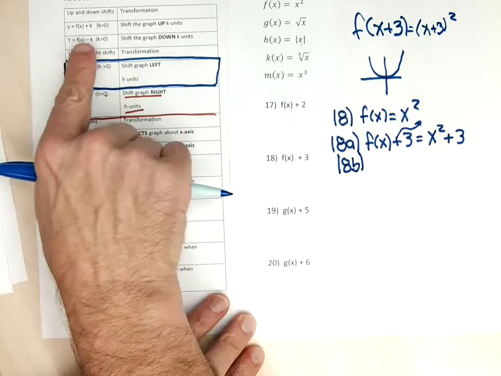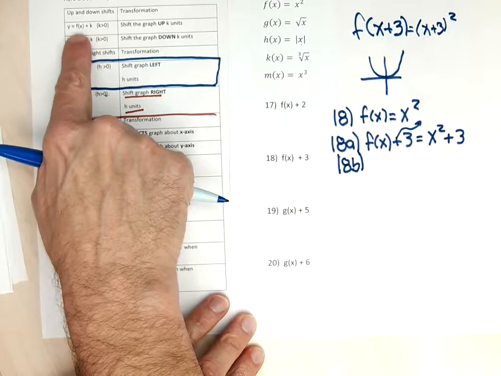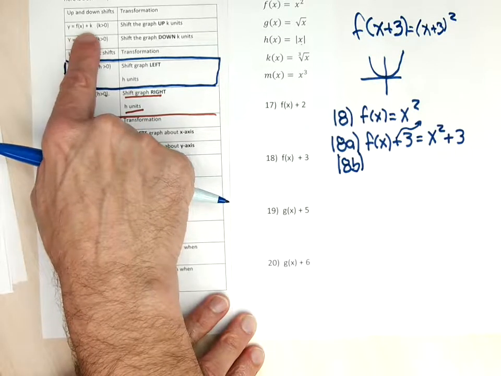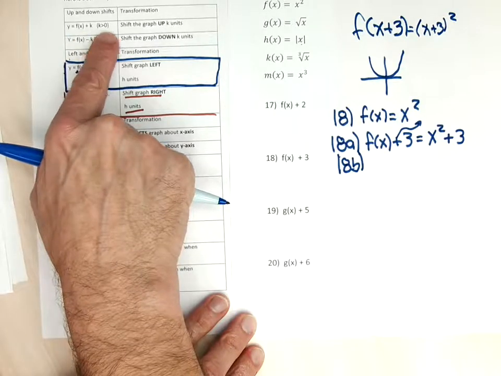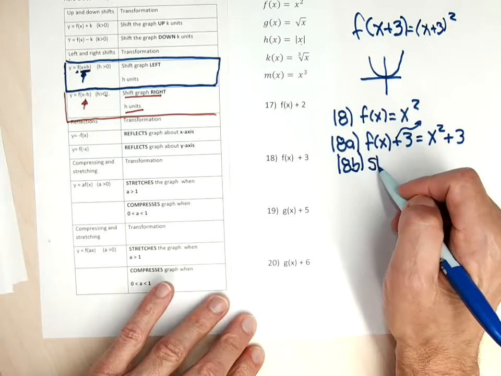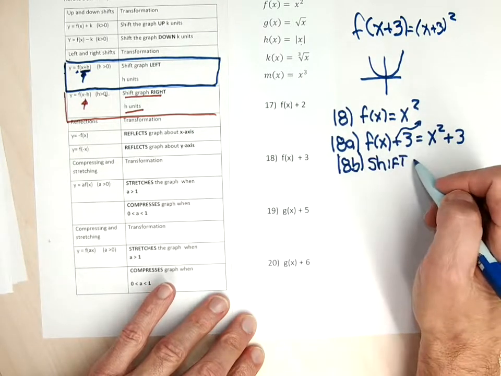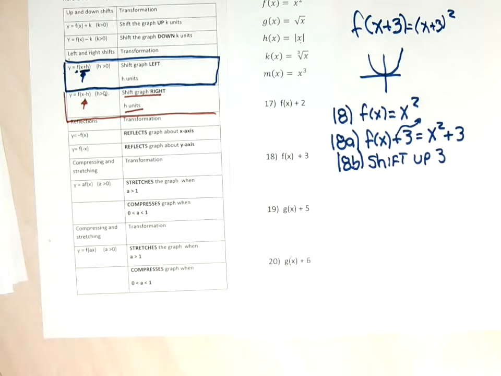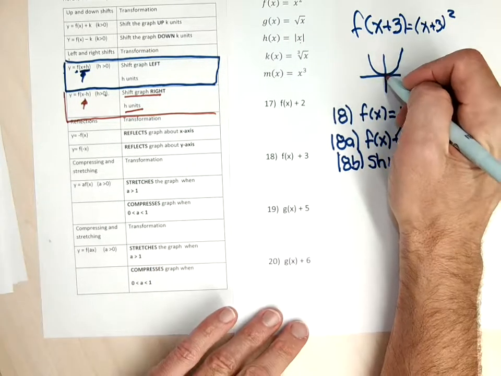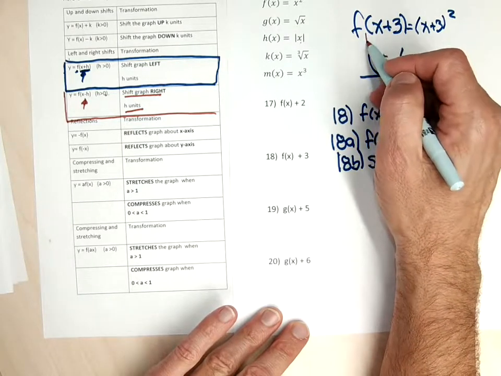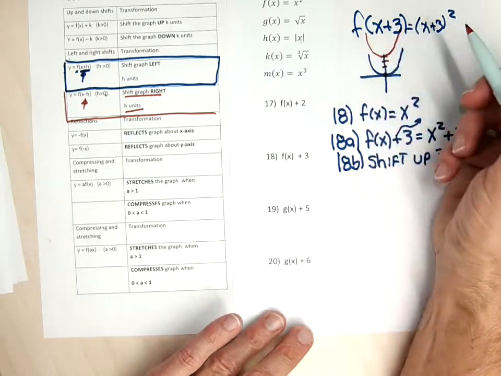This is the top row of my template. If you have a plus and it's after but not in the parentheses, it's after the function name but not in the parentheses, and you're adding a positive number, it's going to move the graph up that many units. So let me do more of a complete sentence here. So I'm going to say it's going to shift up 3 units. And when I go to graph this on my calculator, this vertex, which is at the origin, is going to be moved up 3 units. I'm going to get a parabola that looks something like this.